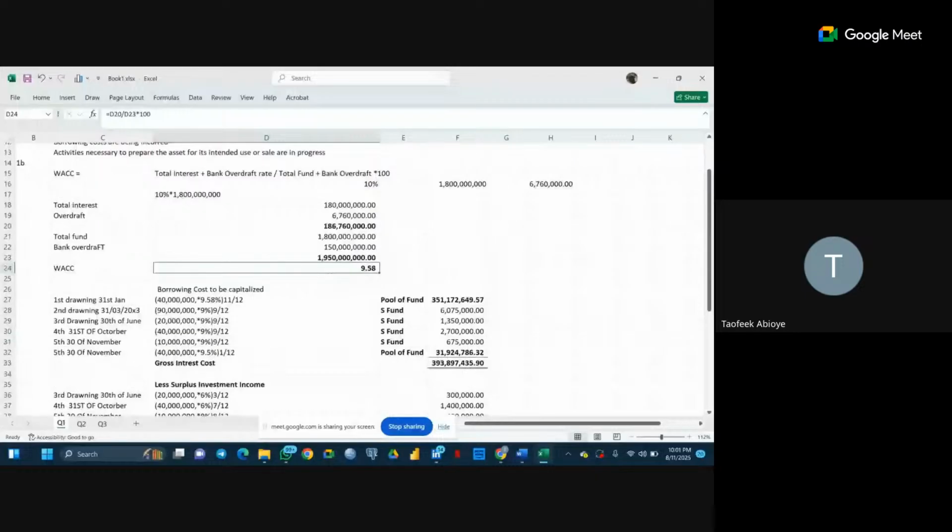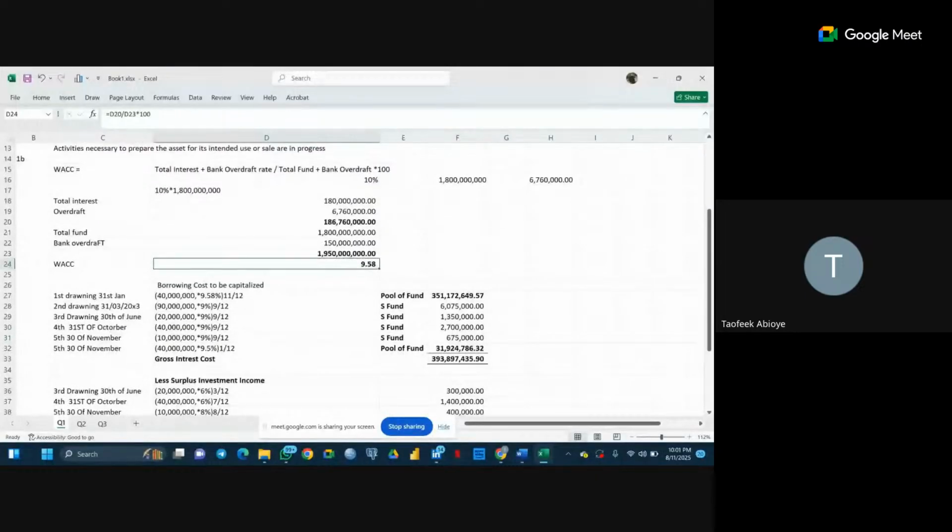After getting our 9.58, we now have an interest rate that we can use to charge every fund that we take from our pool of funds. Pool of fund comprises different sources of fund that we borrow from. A pool of fund has multiple sources of finance.